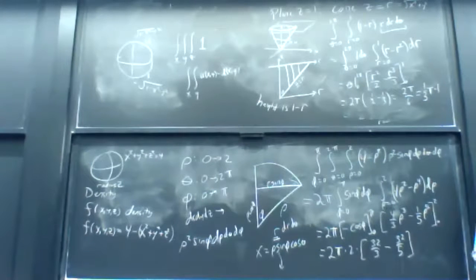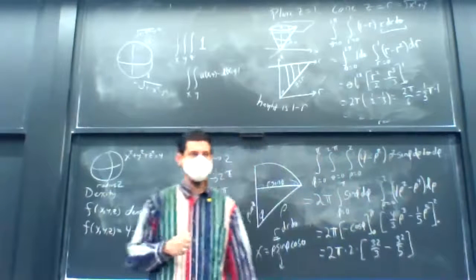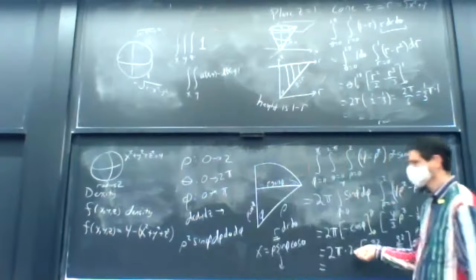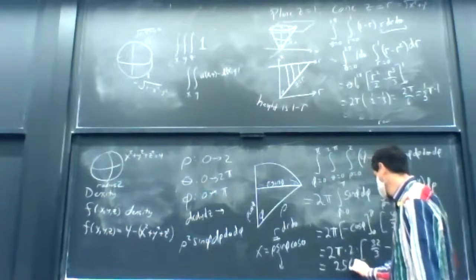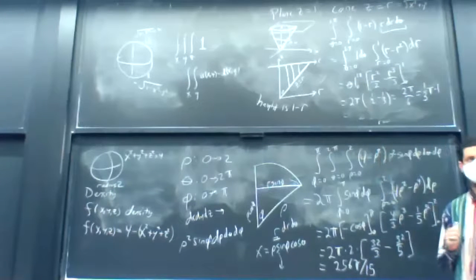Could I simplify this further? Yes. It's nice that they both have 32s over there. So it's going to be 1/3 minus 1/5, which is going to be 2/15. So 32, 64, 128, 256. So I believe it's 256 pi divided by 15, if I've done the algebra correctly.